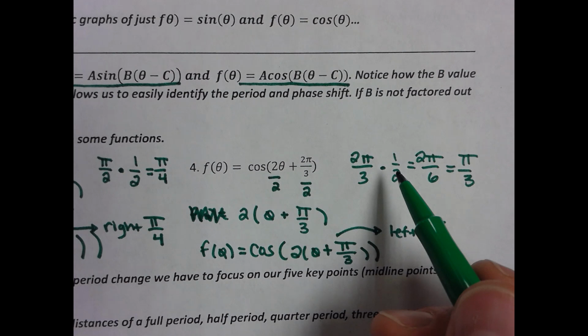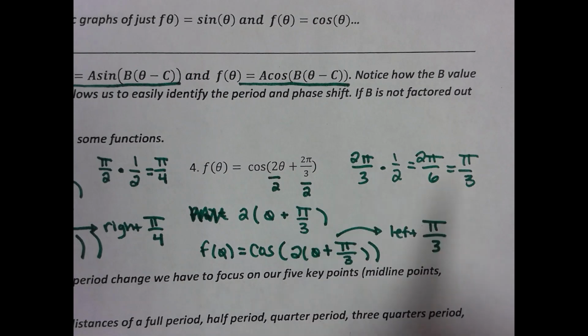Off to the side here, and again, some of us are going to see patterns and just realize that when I take 2 pi divided by 3 and divide that by 2, the denominator of 3 gets multiplied by that 2. So it's 2 pi over 6, which reduces down to pi over 3. So this shift is actually taking our graph left by pi over 3, and not 2 pi over 3. Again, that period change affects the phase shift. Okay. Questions here?